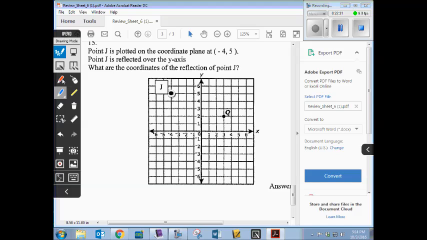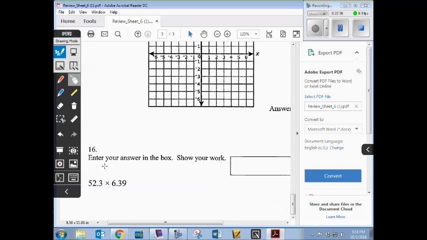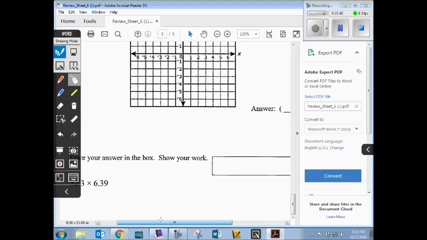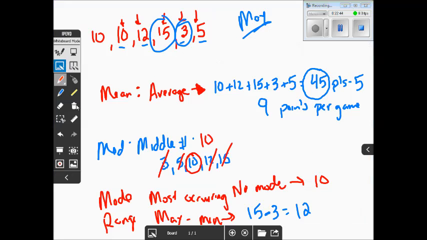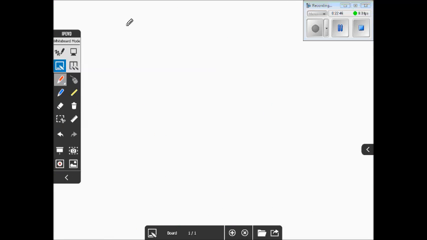And finally, last question, all the way at the bottom down here. Multiplying decimals. Again, I'll do one real quick. Let's get rid of this. Let's say I'm doing 29.4 times 0.29, something like that.